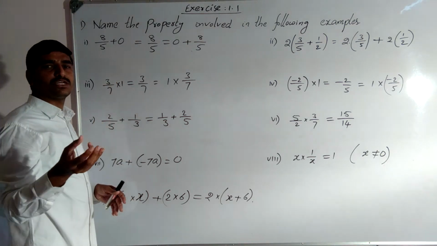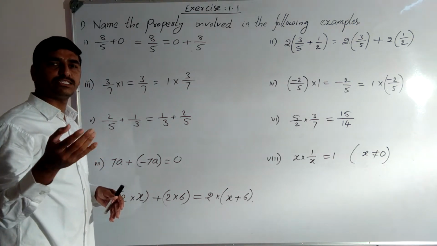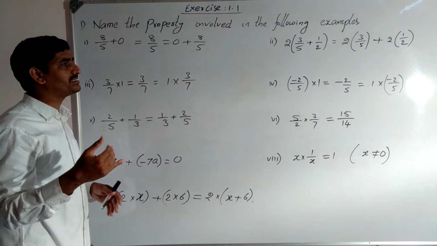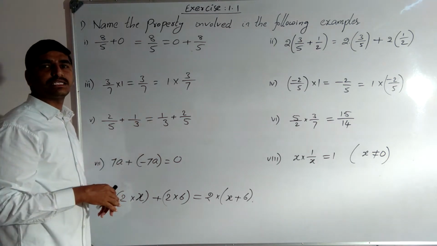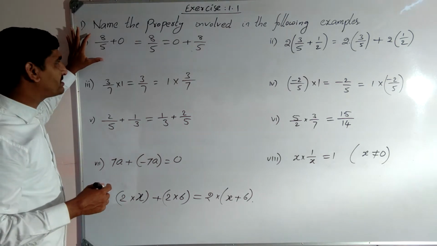Closure property, associative property, additive identity, multiplicative identity, additive inverse, multiplicative inverse, along with commutative property and distributive property. Those are the properties here.